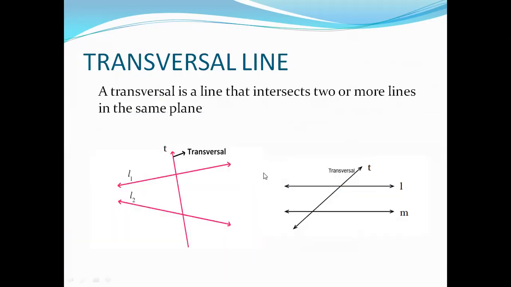A transversal line is a line that intersects two or more lines in the same plane. The two lines may or may not be parallel. So here line L, L1 and L2 are intersecting lines which are intersected by a transversal T. In the second diagram, line L and M are parallel, which are intersected by a transversal T.